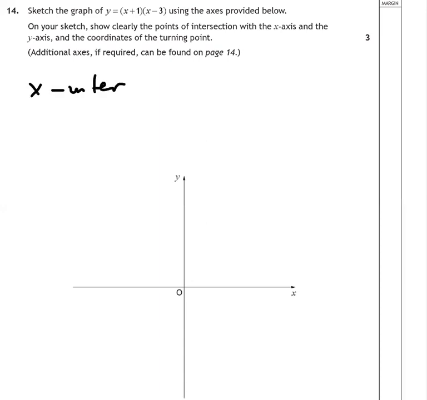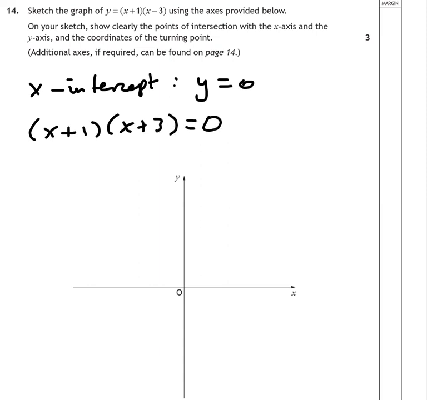So the x intercept, we would just set y equals 0. So that becomes 0, and then the equation becomes x plus 1, x plus 3 equals 0. And then that solves to give x equals -1 or -3. So those are the x-intercepts. So -1 and then -3.